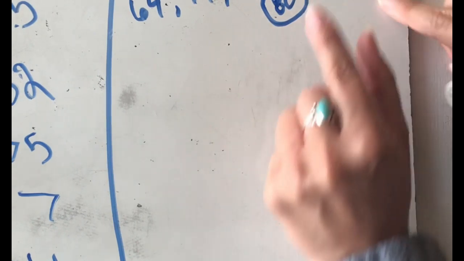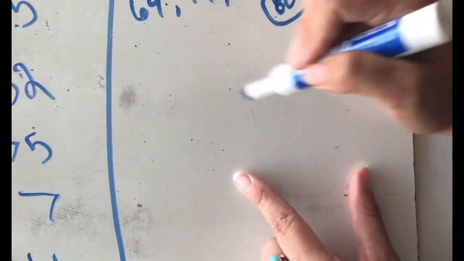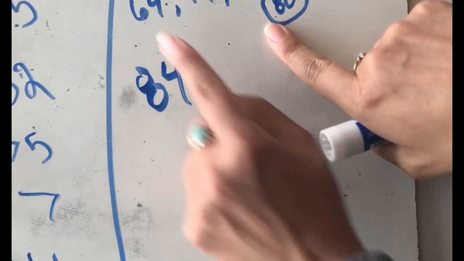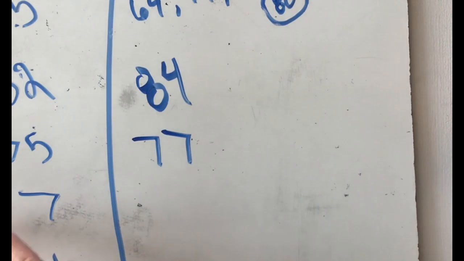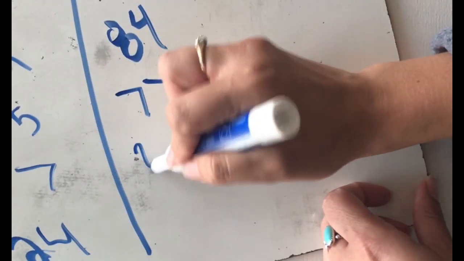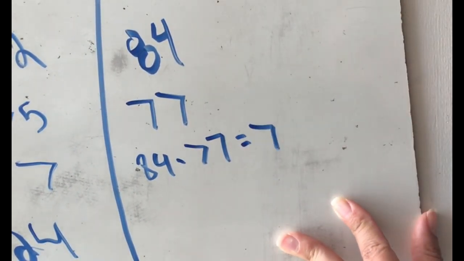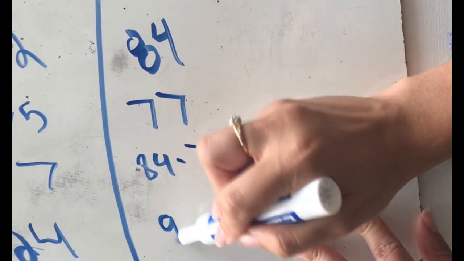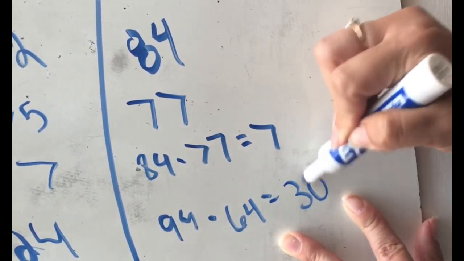And then to find my upper quartile, I worked between the median and the end number, and my upper quartile was 84. And my lower quartile, I did the same thing between my median and my last number, and I got 77. My interquartile range is 84 minus 77, which gives me 7. And my range is my highest number minus my lowest number. So 94 minus 64 is 30.